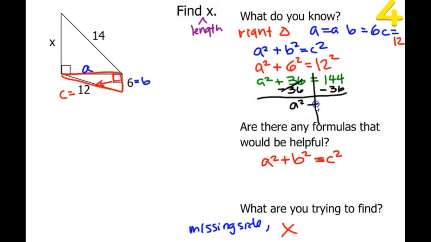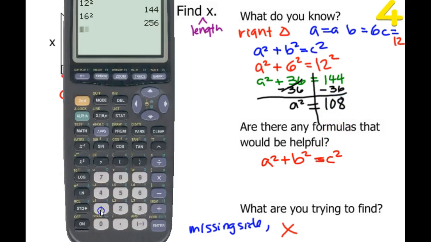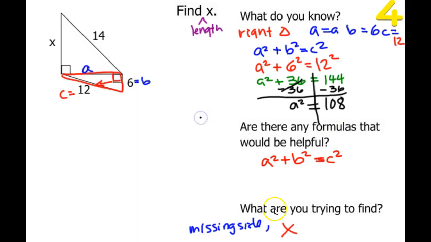So we have a squared equal to 144 minus 36. Should give us 108. If you're not sure, type it in your calculator. 144 minus 36, 108. So we need not a squared, we want just a, so we need to take the square root on both sides. So those will cancel.